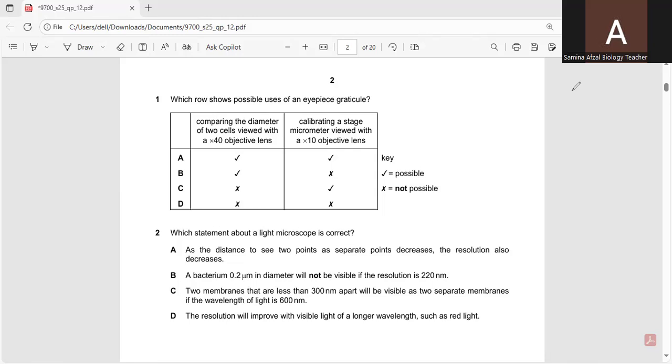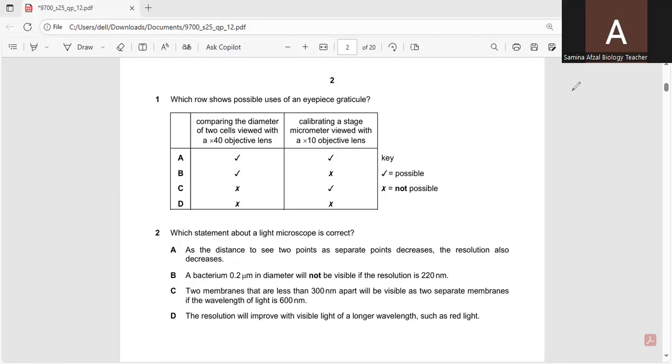Comparing the diameter of two cells viewed with a microscope, magnified objective lens. On the other, calibrating a stage micrometer viewed with a power 10 objective lens. So here you can see comparing the diameter of two. Actually, this eyepiece reticule is used to compare the cell diameters, because with the help of this, we can find out the diameter of the object. So it is possible to use an eyepiece reticule to compare the diameter of two cells.